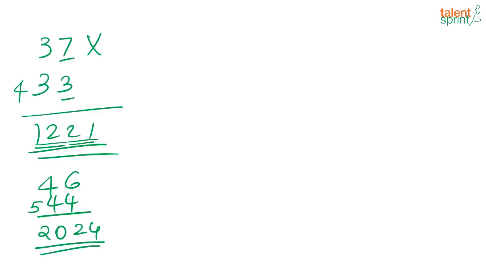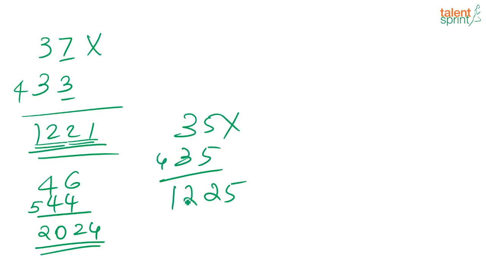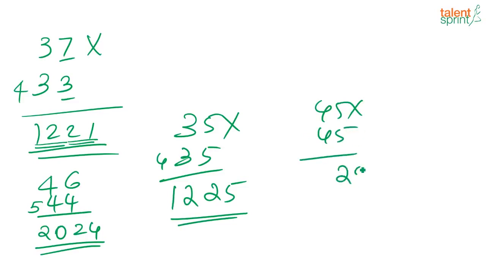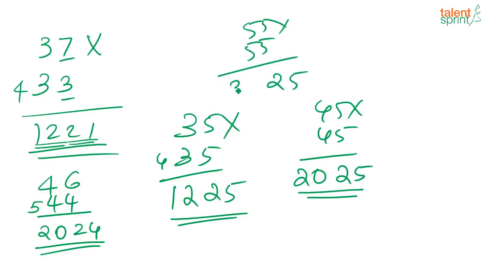When the units digits add to 10 and the remaining digits are the same, the numbers are said to be complementary. Similarly, you have numbers like 35 into 35. 5 5s are 25. The next digit is 4, so 3 4s are 12, giving 1225. Correct. So 45 into 45: 5 5s are 25, 4 5s are 20. Similarly, 55 into 55, same method: 25, 6 5s are 30. So all this you will be able to say in a jiffy.